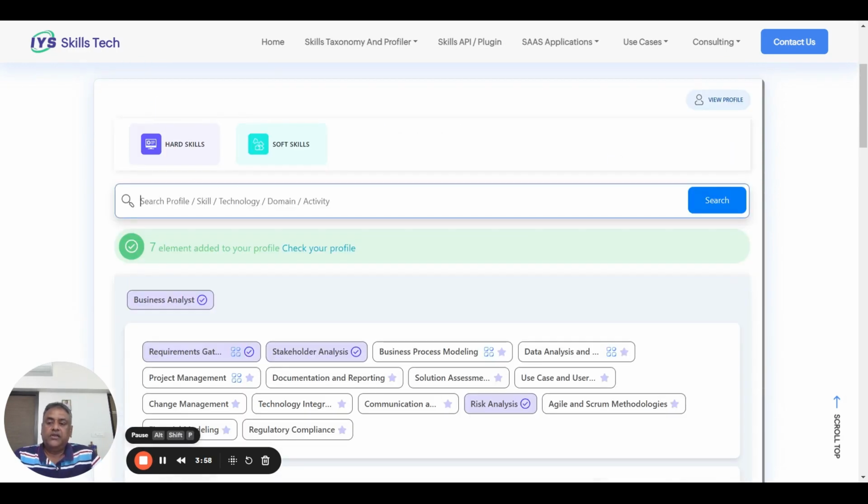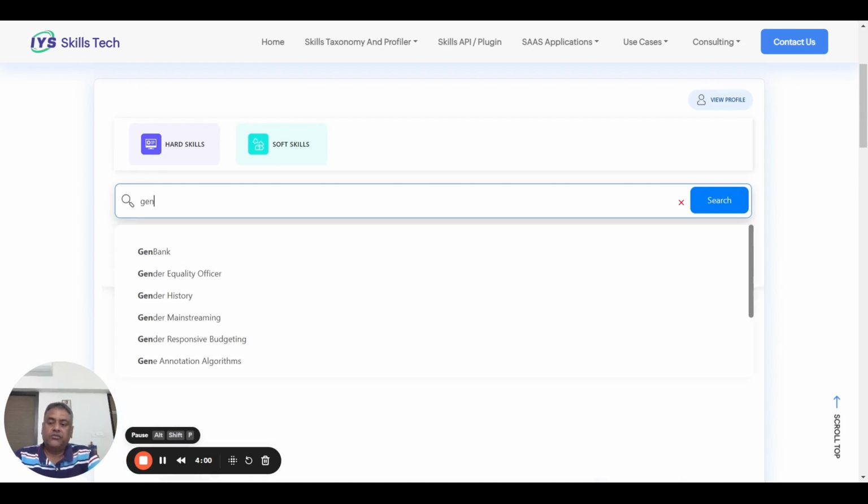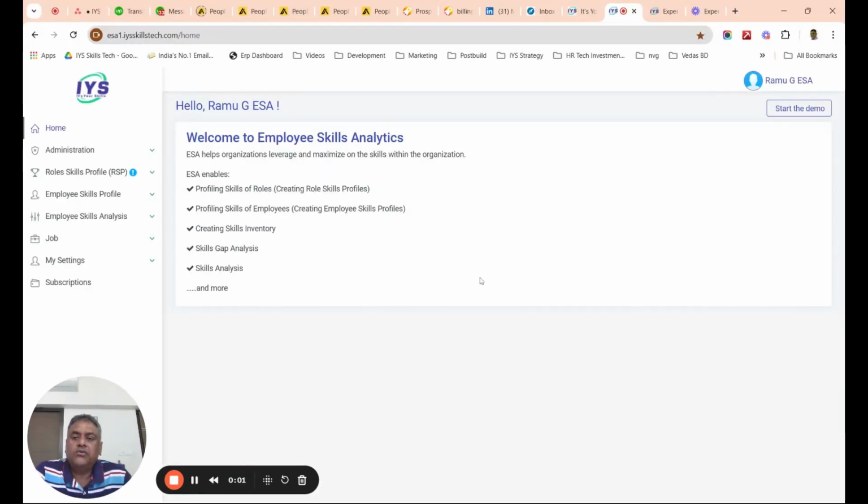As I mentioned earlier, this skill taxonomy covers different areas. For example, it could be life sciences, it could be finance. So there are different areas which have been covered within the taxonomy. Let us now look at the use cases of the skills profile. We will take first the use case in the case of recruitment, right?